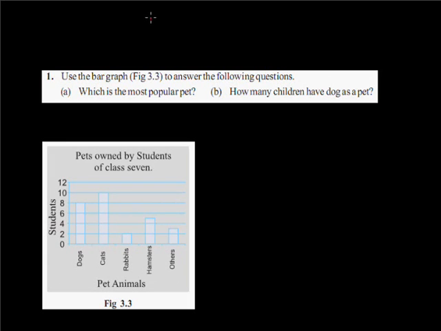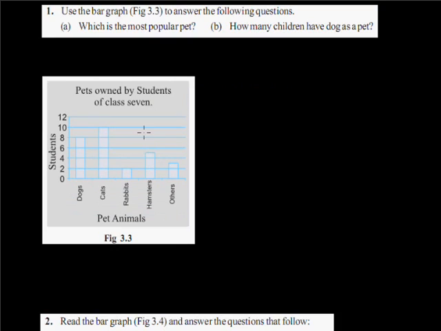Today we will start with exercise 3.3, question number 1. First question is, use the bar graph 3.3, that is this graph, to answer the following questions. Now the first question is, which is the most popular pet? Now let us first study this graph and then we will answer the question.